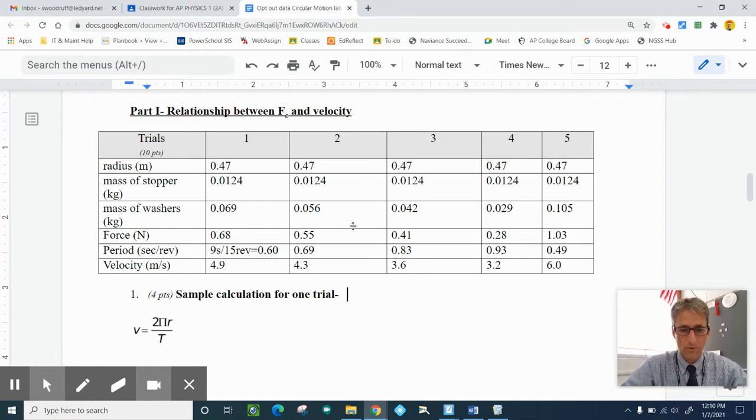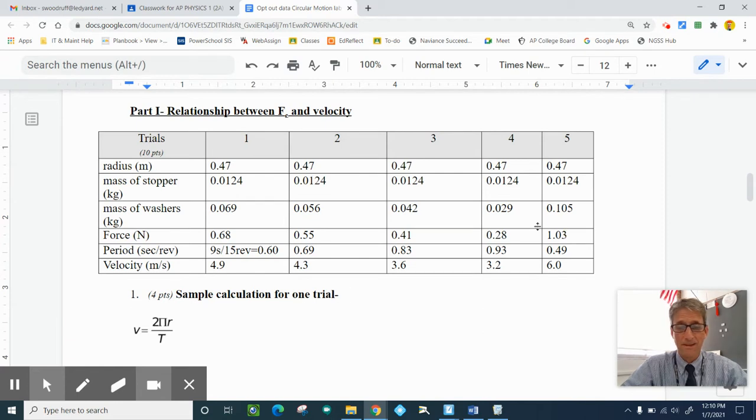So we're going to plot the forces versus the velocities that we got. So you can see the velocities. In this case, we went from, I think we had 15 washers down to 10, down to 5 maybe. And then we decided to go back up to a larger number of washers.